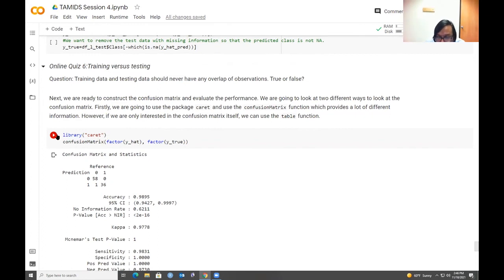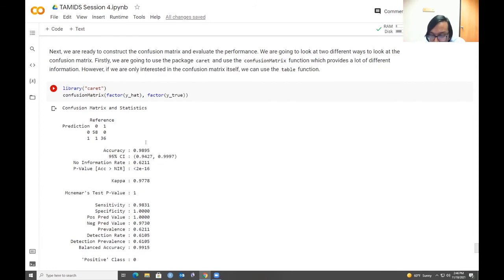Now, if you run this, you might get an error that package caret not found. In that case, you have to use install.packages of caret to install the caret package, and then you can use the library function to load it. The confusionMatrix treats the y hat and the y2 as factors. Factors because you do not want to treat them as continuous variables, but you want to treat the zeros and ones as two discrete values. So you have the factor of y hat and factor of y2. If you run that, you get the following output.